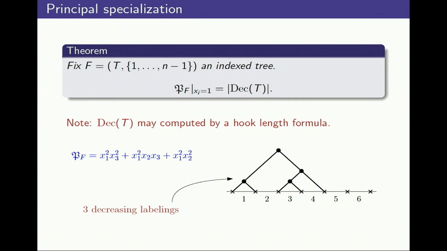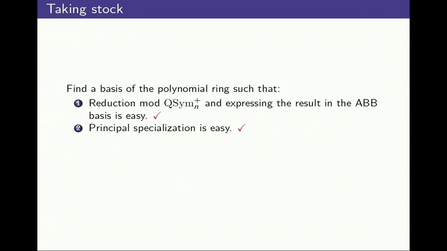So right here, here's a forest polynomial supported on 1, 2, 3, 4. There's 3 linear extensions for this tree, 3 decreasing labelings, and there's 3 monomials that appear in this expansion. So I can specialize all x_i equal to 1 fairly easily. So where am I at right now? I wanted a basis which had 2 nice properties for my purposes. One was friendly in regards to reduction modulo QSym, and second, good principal specializations. And I hope that I've ticked both of those boxes.